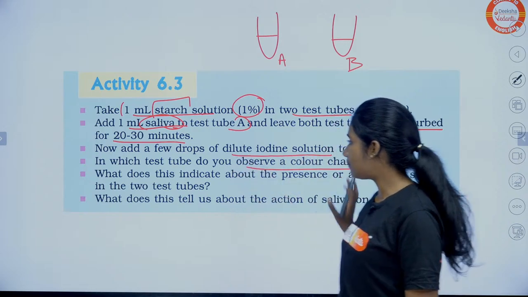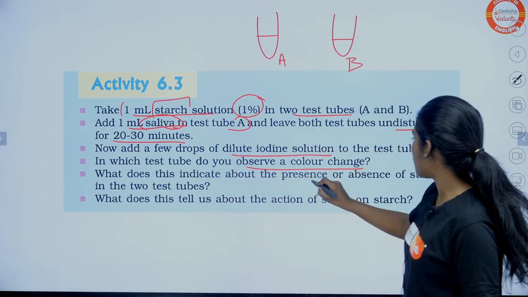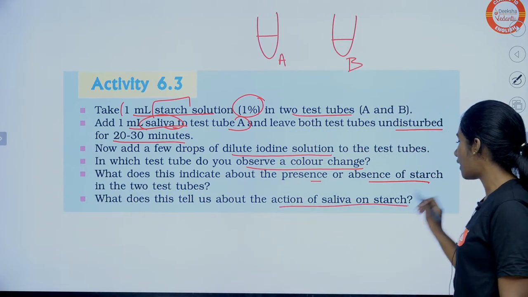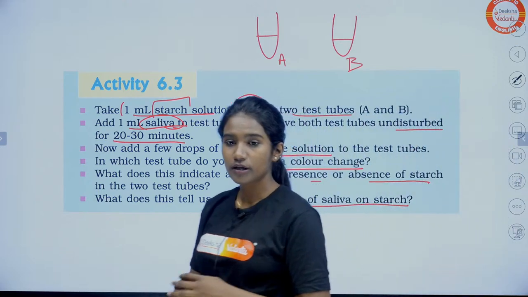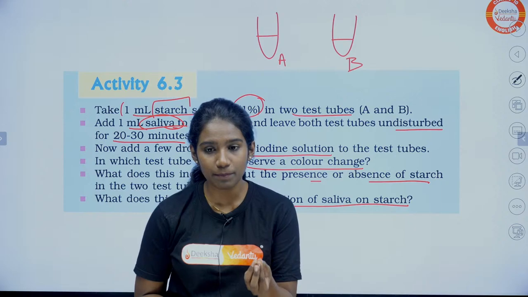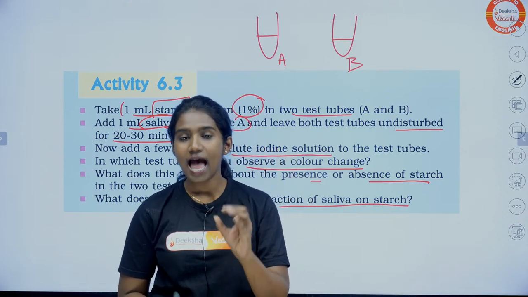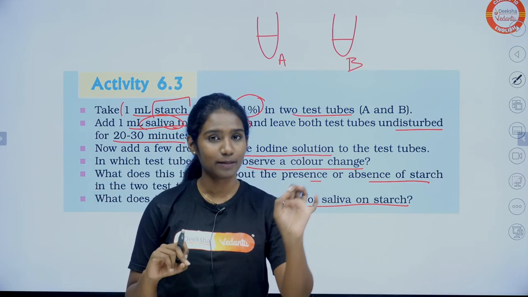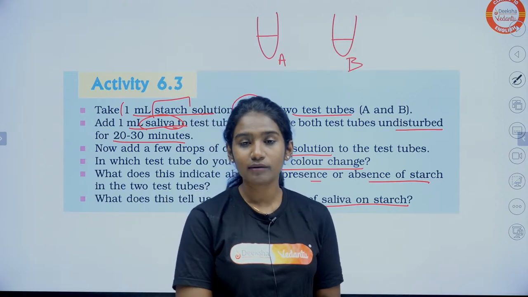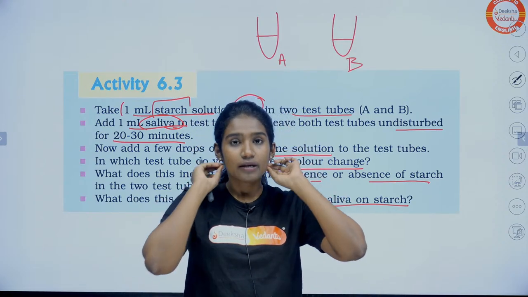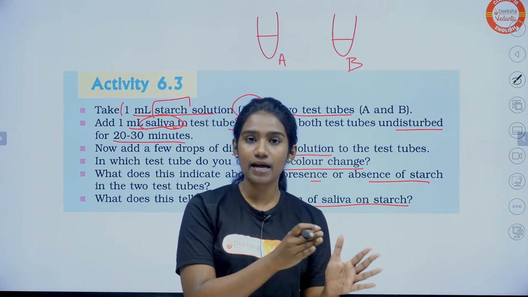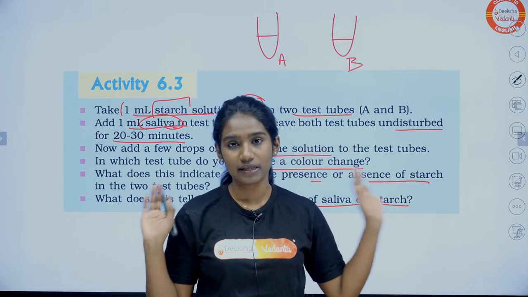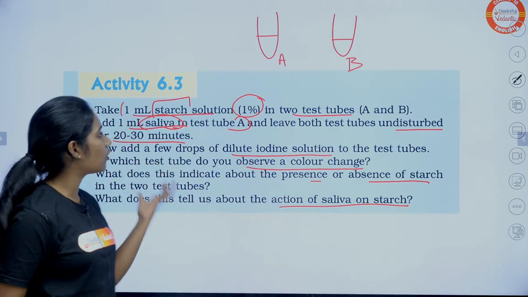Now, what do you observe? And then, what does this indicate about the presence or absence of starch in the two test tubes? And what does this tell us about the action of saliva on starch is the question. Like you all know, if the starch is present and you add saliva, what is present in saliva? The salivary amylase enzyme is present in saliva. What does salivary amylase do? The salivary amylase breaks the starch into maltose. We studied this when we were doing the human digestive system, right? The same thing is happening over here.